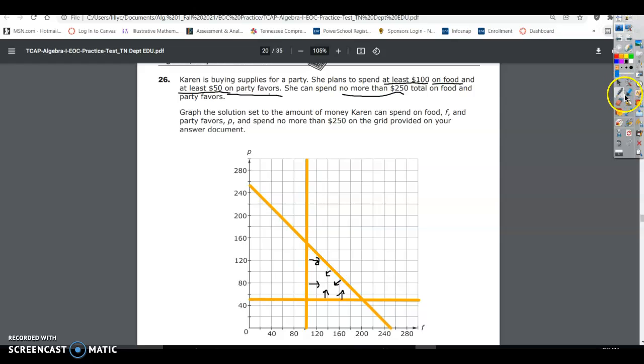So everything inside this region, let's see what color, let's make it orange so it kind of matches the other. All right, so everything in this region here is going to show our possible solution set. All right, so it gave us 3 things to work with, and we used those to find out all the possible combinations of food and supplies that would make for this party and still be inside of what she wants. All right, that's all for number 26.